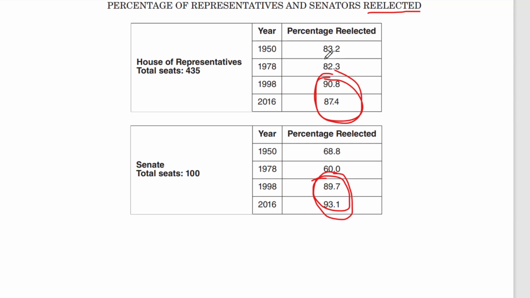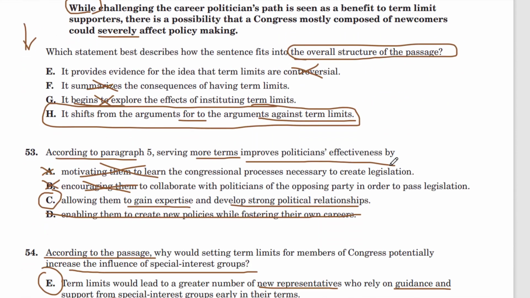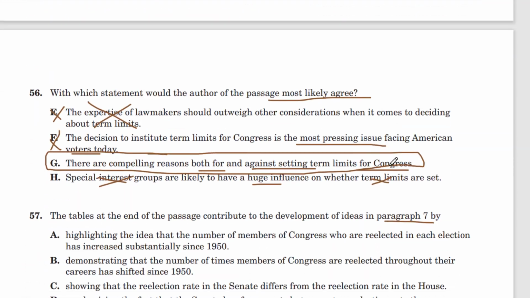The tables show how the percentages of re-election for senators and House of Representatives increased over the last 50 plus years. And in fact, they're now so high in each of the House and the Senate, they're about 90%. You might normally think it'd be like a 50-50 shot. No, it's a 90% re-election rate per election. So, all right, let's take that idea and find out which answer choice matches the idea of that table.